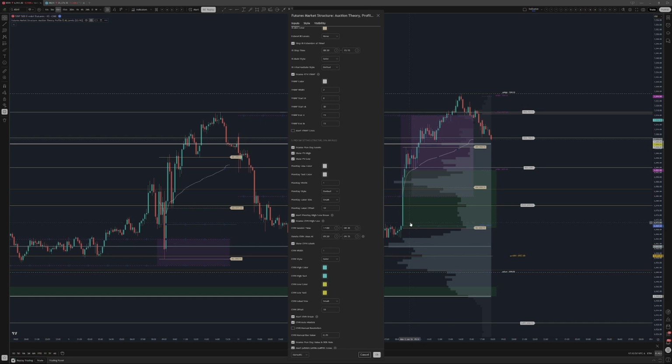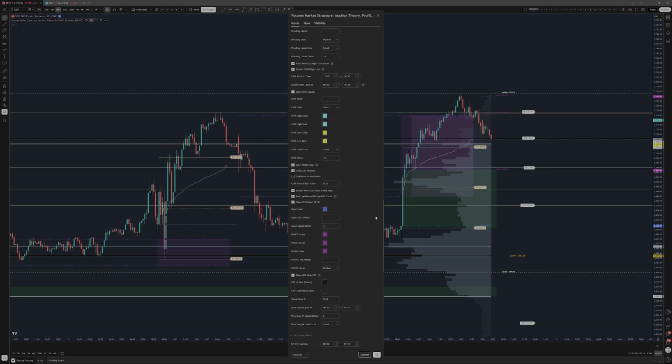80% rule. This automates a classic probability setup. If the market opens outside of yesterday's value, but trades back inside for 1 hour, there's an 80% statistical chance it will rotate all the way back to the other side. The background turns purple when this rule is active. It will turn a lighter purple once price has accepted inside this zone for two 30-minute periods, confirming the rule is in play.